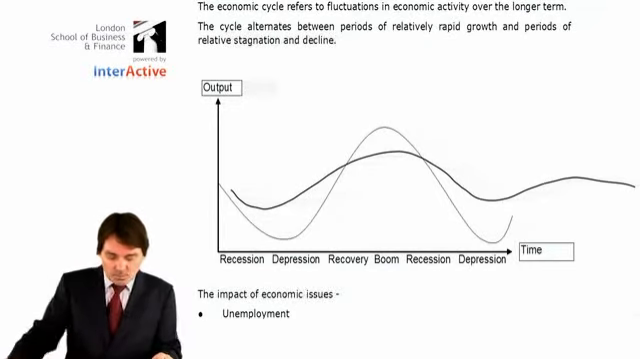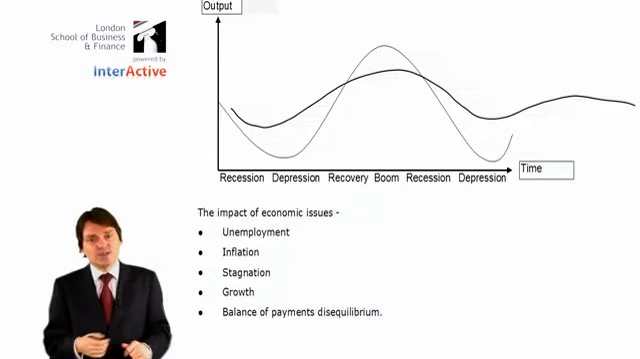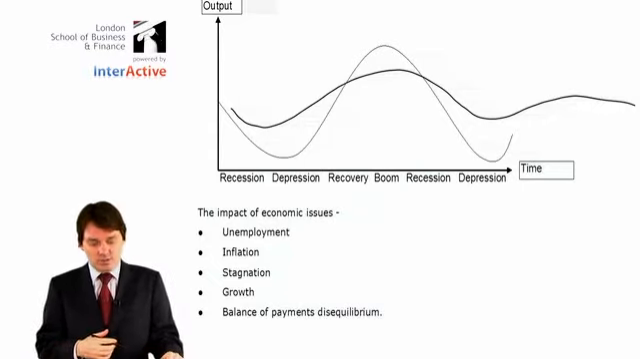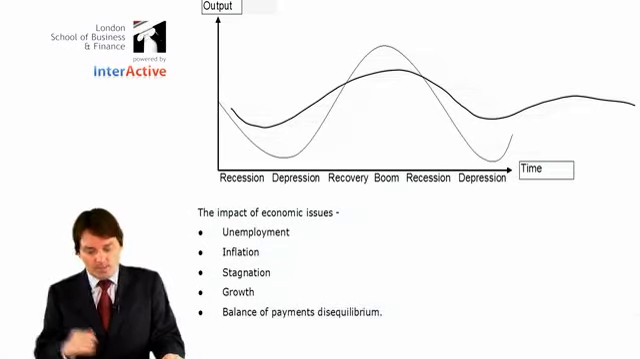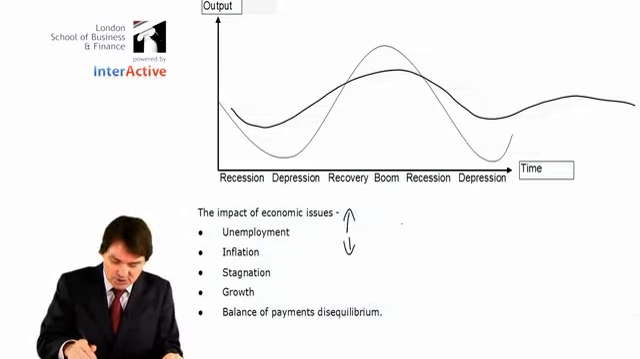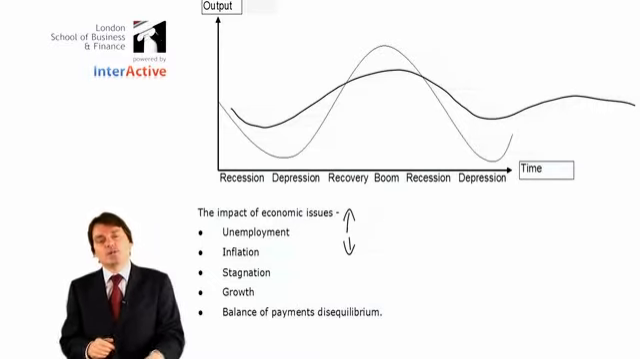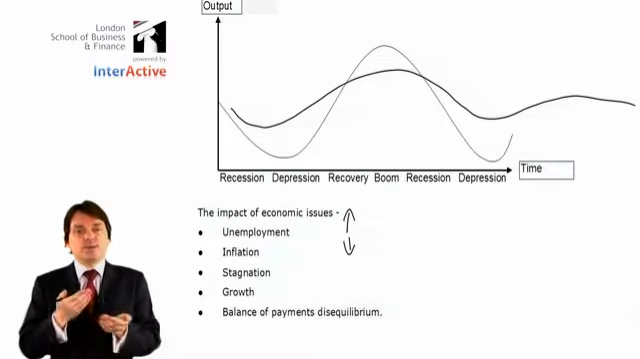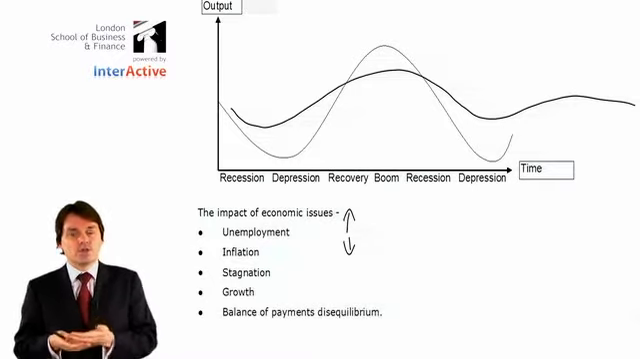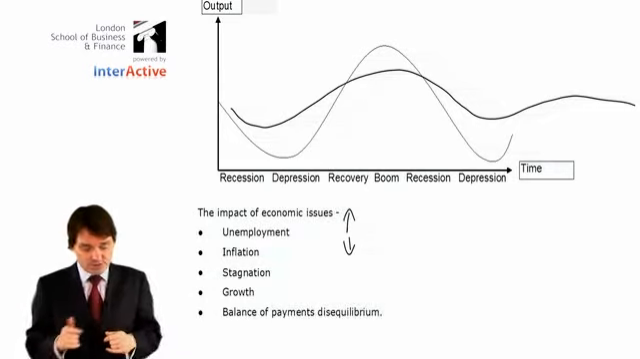So, impact of economic issues on all these things. What happens as we move through this economic cycle? It means that unemployment will go up and down. Inflation will go up and down. And as I've already said, those two often tend to go in opposite directions to each other. High unemployment, low inflation. People don't have jobs, there isn't a demand for products. High employment, high inflation. So governments try and balance those two.